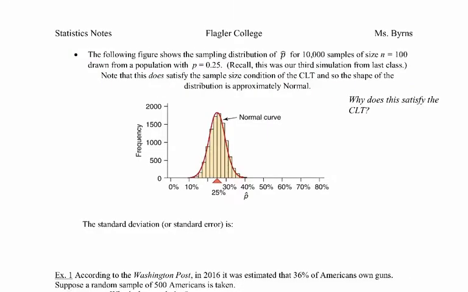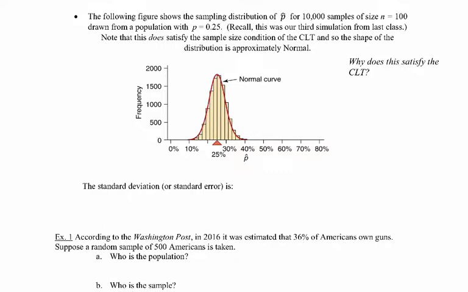So this was the third example of our simulation from the previous lesson. Remember, in this example, n was equal to 100. So we pulled sample sizes of 100. We did it 10,000 times from the population that had a proportion of 25%. This time, this does satisfy the sample size for the central limit theorem. And you can see that the shape of this, we said, was symmetric, almost normal. How does it satisfy those three conditions?